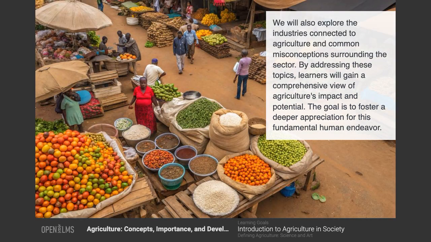We will also explore the industries connected to agriculture and common misconceptions surrounding the sector. By addressing these topics, learners will gain a comprehensive view of agriculture's impact and potential. The goal is to foster a deeper appreciation for this fundamental human endeavor.